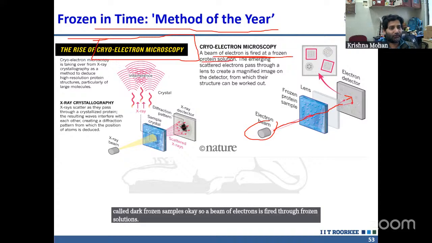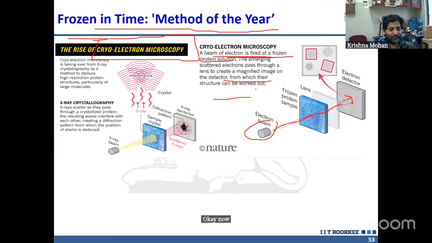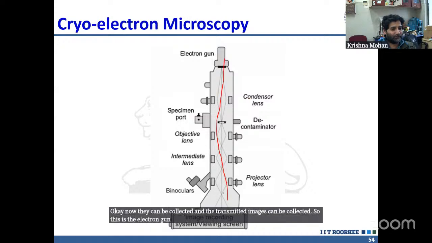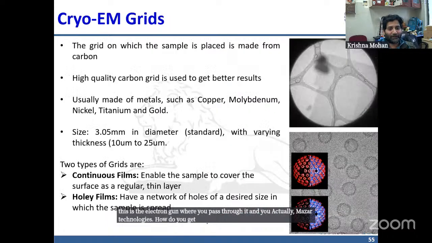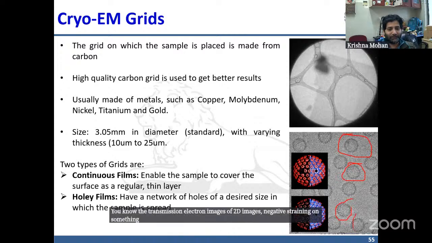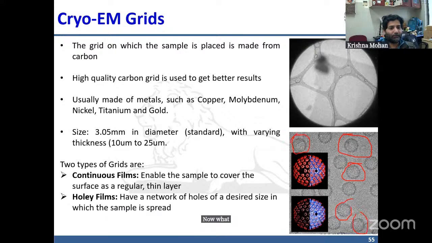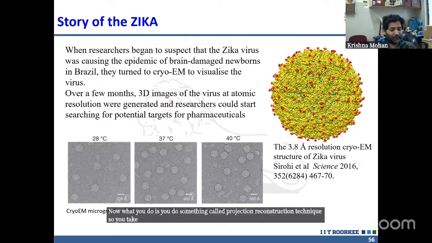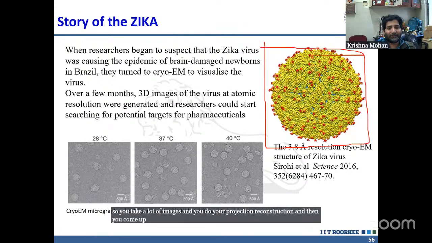Now the transmitted images can be collected. This is the electron gun where you pass the beam through and you actually measure the images. How do you get the images? You will get images like this, the transmission electron images, 2D images, negative staining and so on. Now what you do is something called the projection reconstruction technique. You take a lot of images, do a projection reconstruction, and then you come up with this. This is a recent structure of the Zika virus.